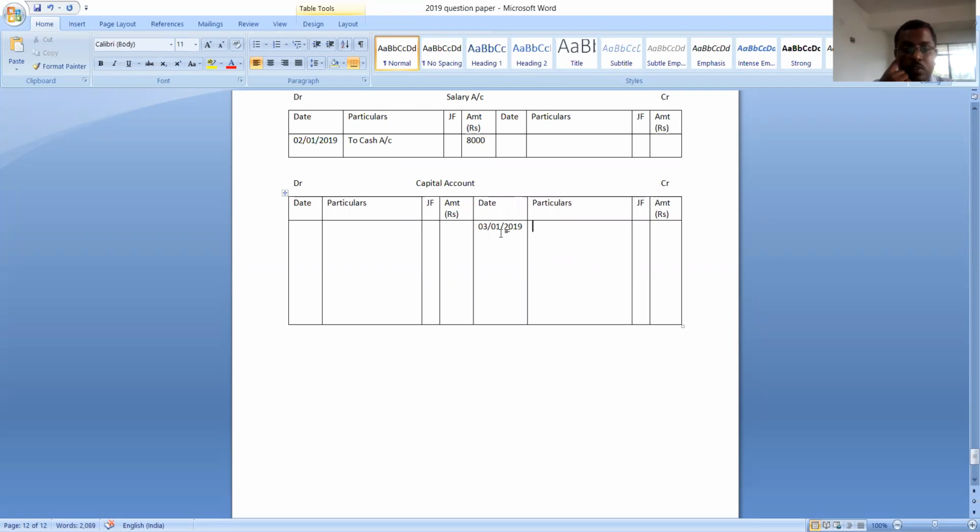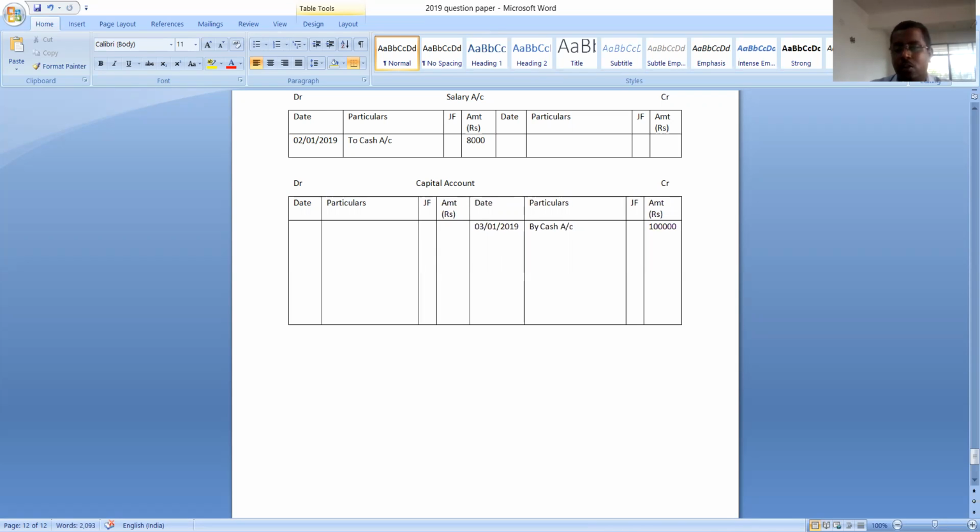In the particulars column, what should you write? You should write the name of the account that is debited, using the word called "By". Which account is debited? Cash account is debited. So the journal entry is cash account debited to capital account. That is the reason we move towards the credit side of capital account, and in the particulars column we write the name of the account that is debited using the word "By". Now we should write the amount. How much is the amount? It is rupees 1 lakh.